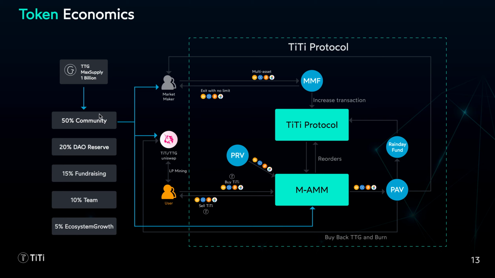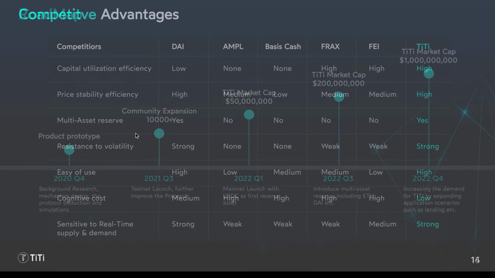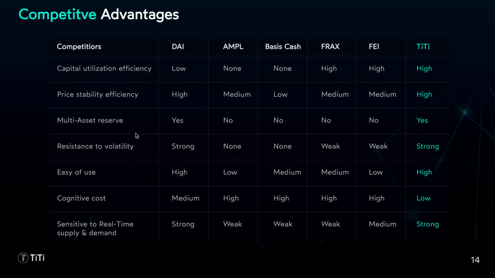On page 14, the competitive advantages of TiTi are listed. First and foremost, TiTi shows much higher capital utilization than the collateralized type of stablecoin. In terms of price stability, TiTi stands out with original reorders and M-AMM. As TiTi is backed by a multi-asset reserve and effective reorders, it shows strong confidence and credibility to its stakeholders.